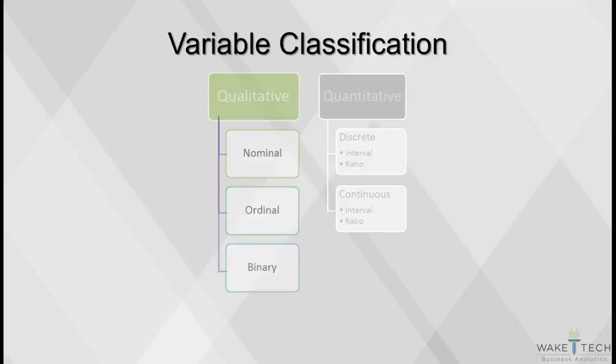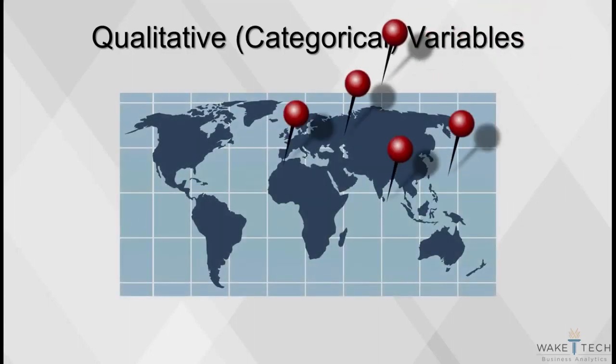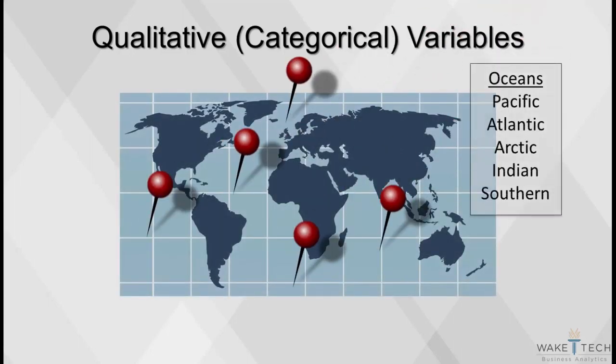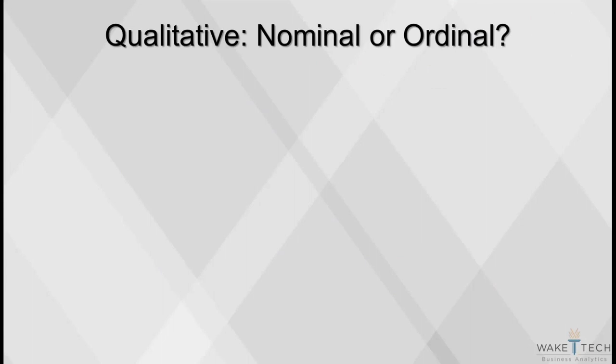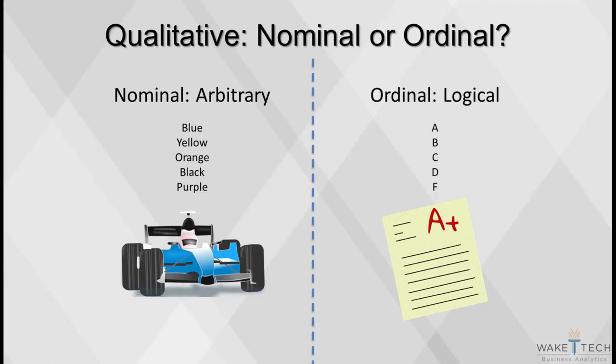We will now discuss qualitative variables in detail. Categorical variables are those that have only a few possible values, thus assigning each value to a particular group or category. For example, oceans are a categorical variable. Nominal and ordinal variables are often called labels. A nominal variable has levels with arbitrary names, for example, car colors. Ordinal variables have a logical order, for example, exam grades.